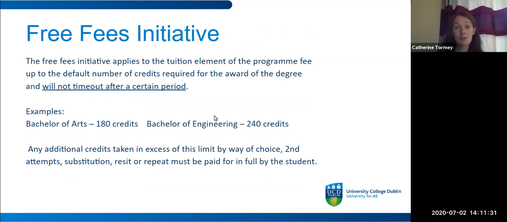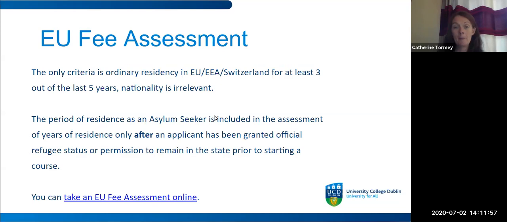So if you're not SUSI dependent and you are claiming the Free Fees Initiative and you want to take a lighter workload over 1 or 2 years and extend your degree from a 3-year to a 4-year degree, that is possible without any financial disadvantage to you. But any additional modules that you take by way of substitution or repeats or resits must be covered by the student in full. It wouldn't be covered by the Free Fees Initiative. So that's the Free Fees Initiative.